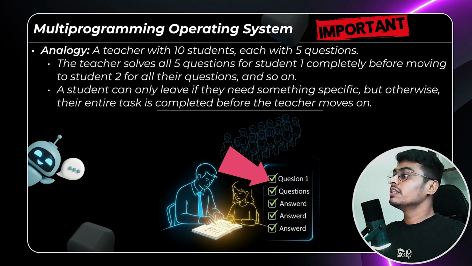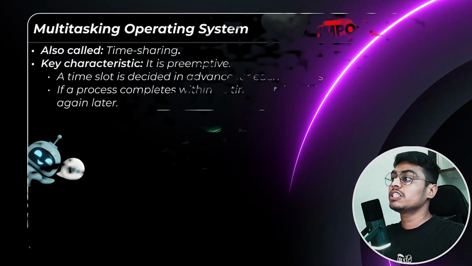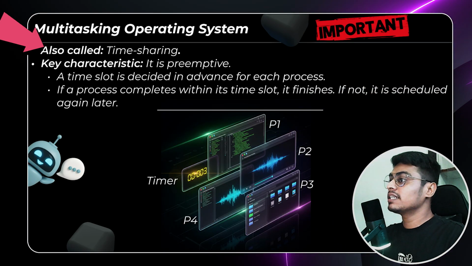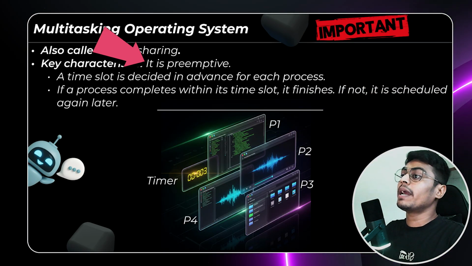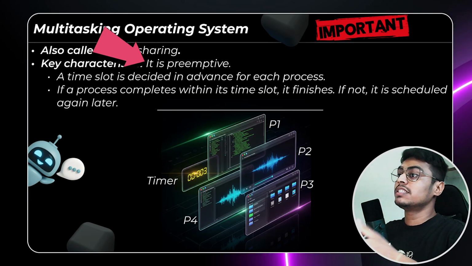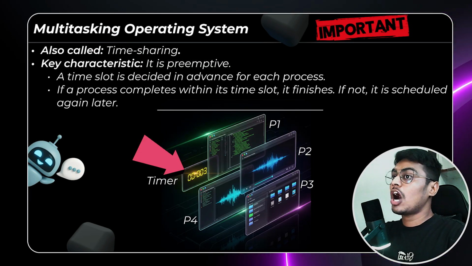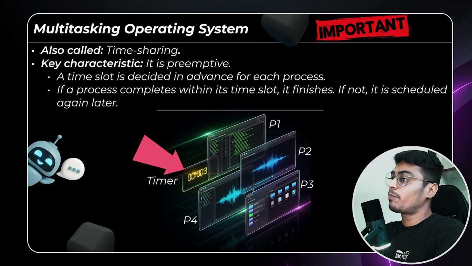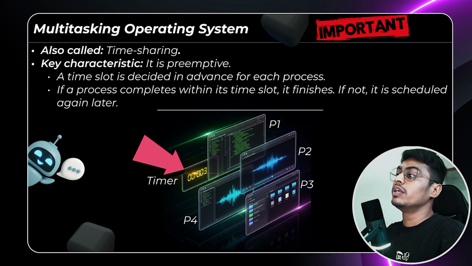So that was multi-programming. Now, what is multitasking operating system? Multitasking, also called time sharing, is preemptive. That was non-preemptive, but this is preemptive. We decide in advance how much time each process gets. If a process completes within that time slot, great, but if not, we schedule it again later.